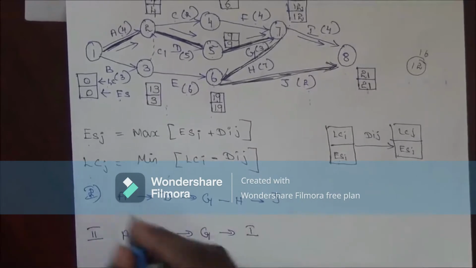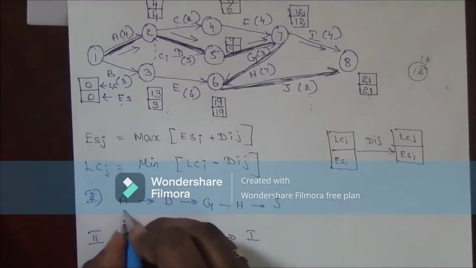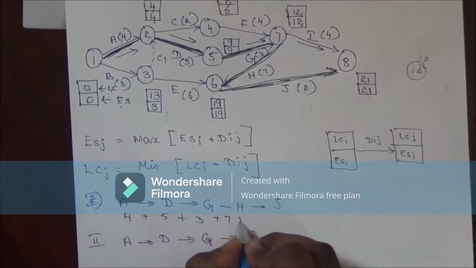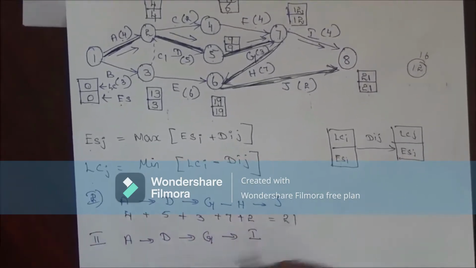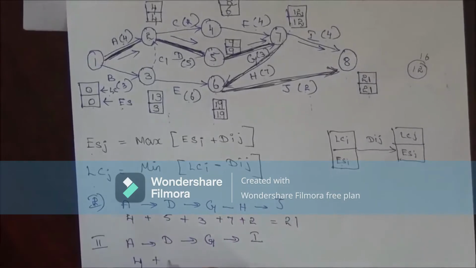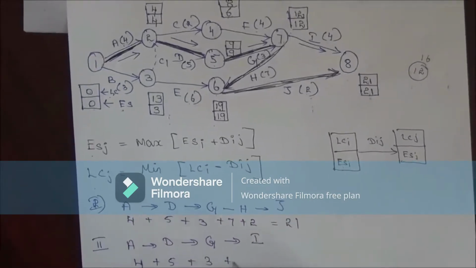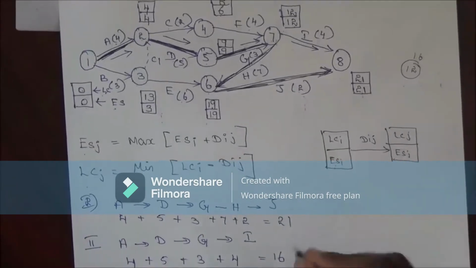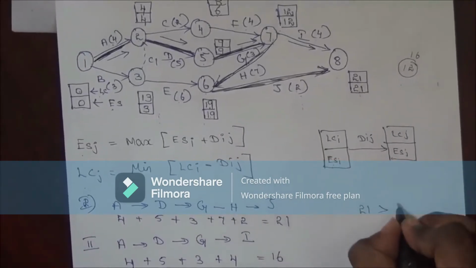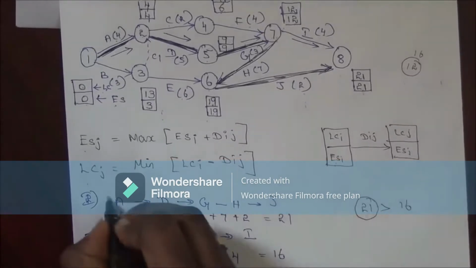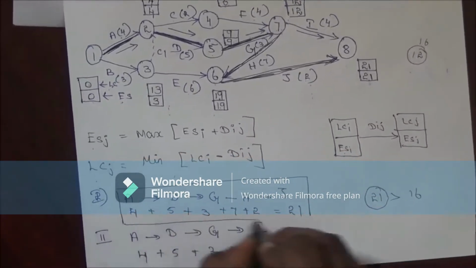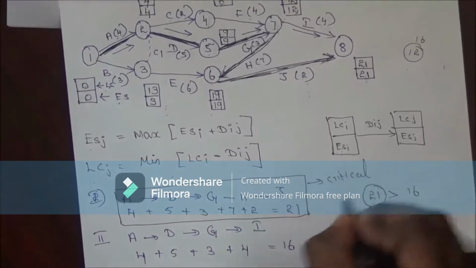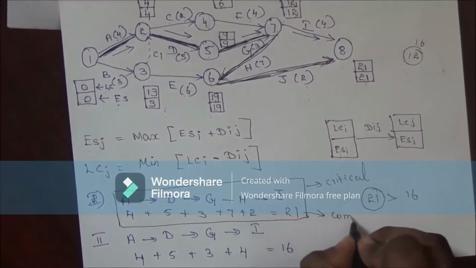Calculate the path for each. From A it is 4 plus 5 plus 3 plus 7 plus 2. It is 21. Whereas for this, 4 plus 5 plus 3 plus 4, it is 16. Critical path is nothing but the longest duration. So 21 is greater than 16. So 21 is the longest duration, right? So this comes under the critical path. And this is the project completion time.